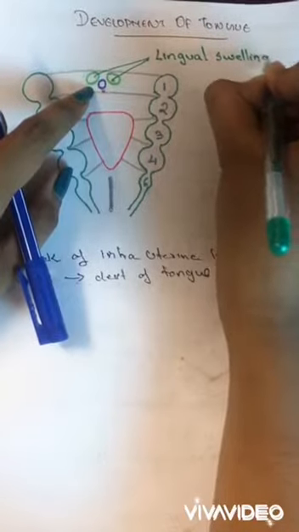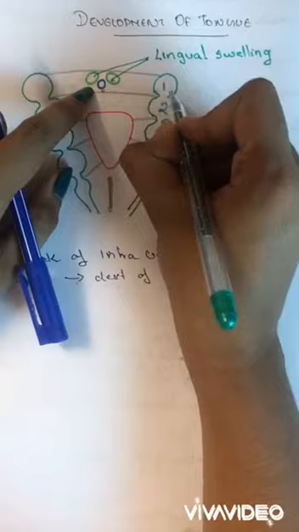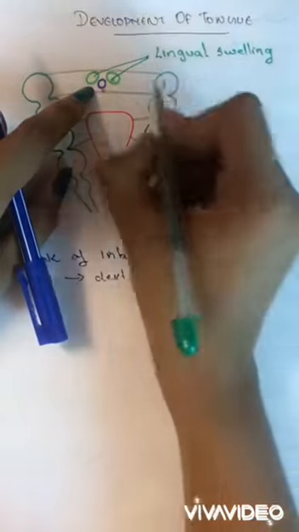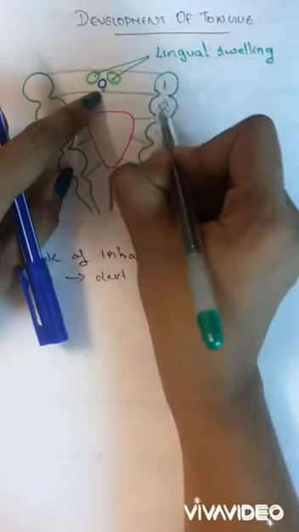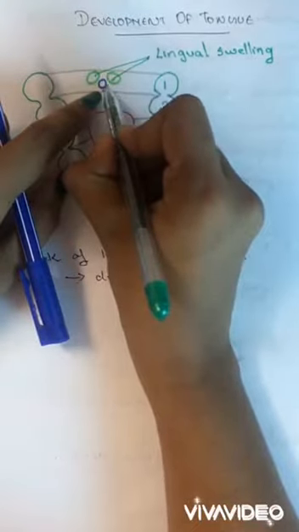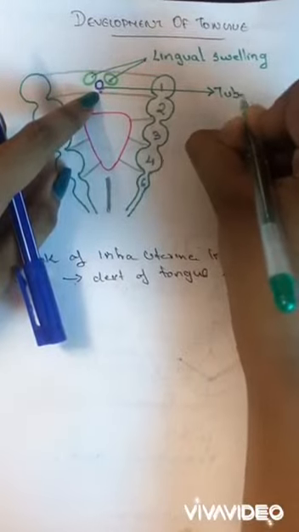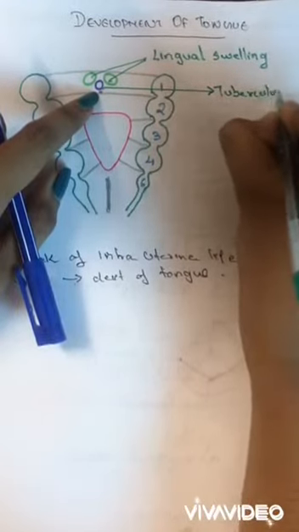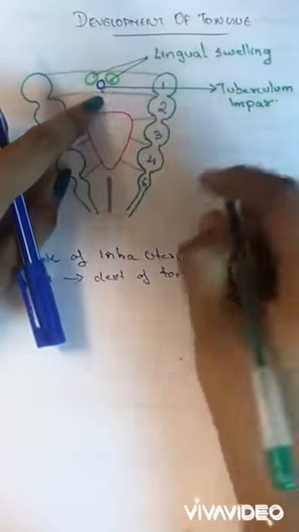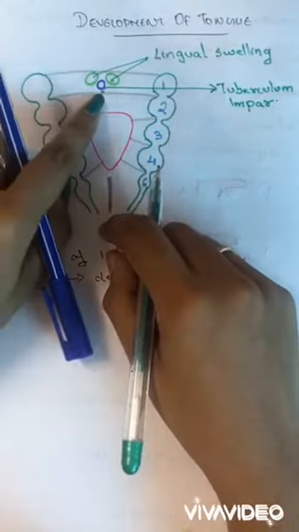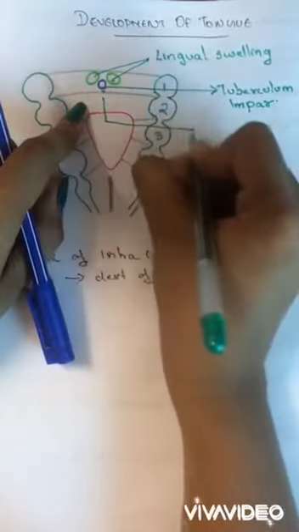There are two lingual swellings formed by the growth of the first pharyngeal arch, and there is one more swelling in relation to the first and second pharyngeal arch below the lingual swelling. This is known as tuberculum impar. And behind the tuberculum impar, you could see a tiny opening. This tiny opening is the foramen cecum.